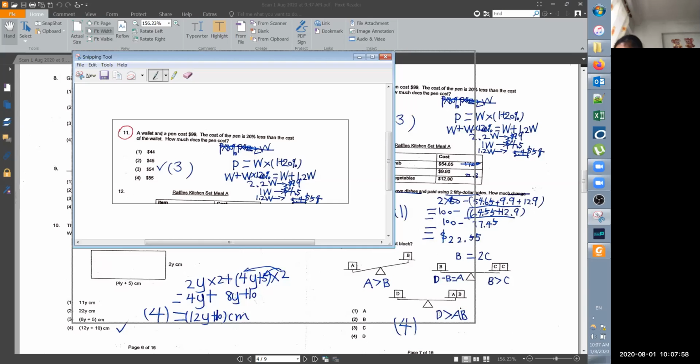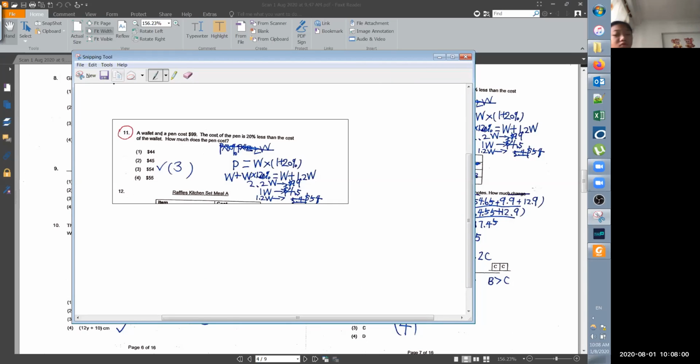Now, question 11. It says a wallet and a pen cost 99, then the cost of the pen is 20% less than the cost of the wallet. So what you do is you let the wallet be W, and then you let the pen be P, right? Now, they both cost 99, which means your W plus your P is $99. And then what else? The cost of the pen is 20% less than the cost of the wallet. So what does it mean?